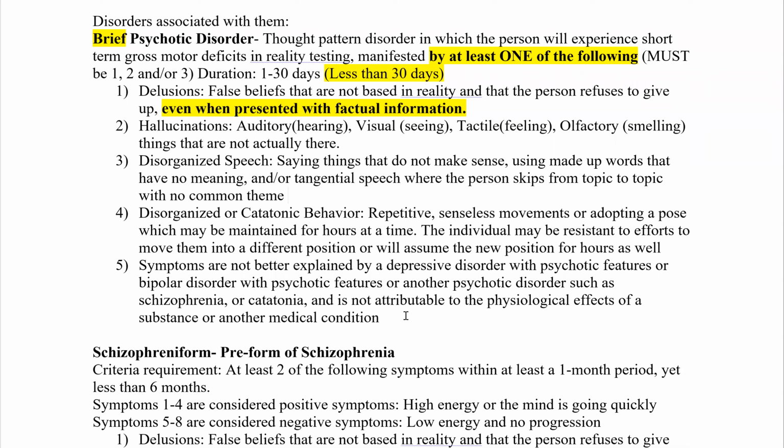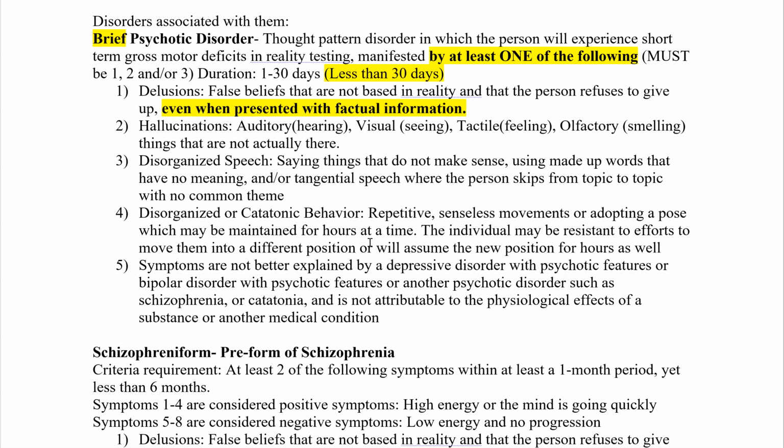And the specifier here is that symptoms are not better explained by depressive disorder with psychotic features or bipolar disorder with psychotic features or another psychotic disorder such as schizophrenia. Catatonia is not better attributable to the physiological effects of substance use or another medical condition. So, kind of a quick review of brief psychotic disorder. It's a brief amount of time. So, it's 30 days or less of delusions, hallucinations, and/or disorganized speech. And it could have disorganized or catatonic behavior in there as well.